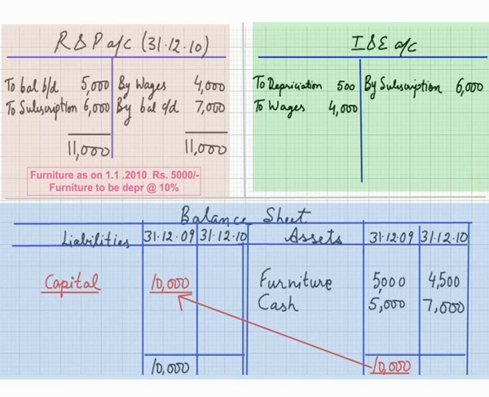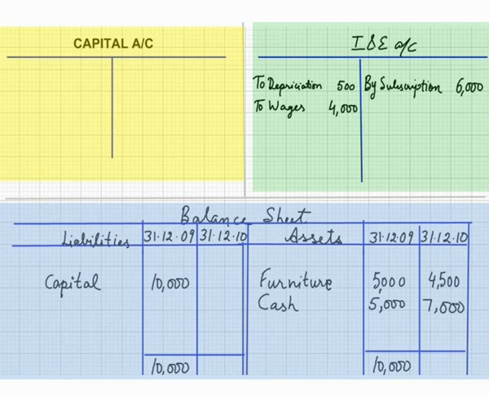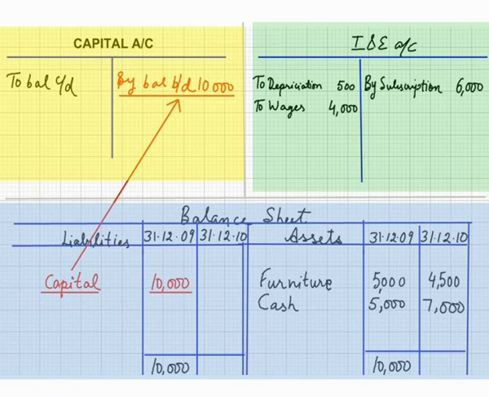Now, we have to prepare the capital account. On the credit side, by balance b/d, and on the debit side, to balance c/d. All surplus is taken to the credit side of the capital account, because the capital account has a credit balance. If you write any item on the credit side, that will increase the balance of the capital account. If you write down any item on the debit side of the capital account, that will reduce the capital account in the balance sheet.